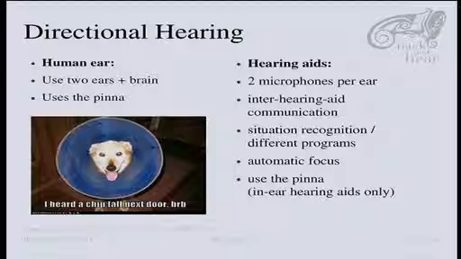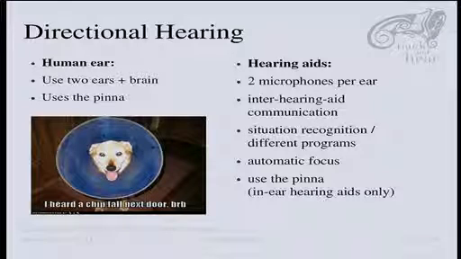First of all, directional hearing is impaired when you have a hearing impairment. The human ear uses two ears and the brain to locate the sound, and we use the pinna, which is the outer part of the ear, Ohrmuschel in German. If you have behind-ear hearing aids, most of the microphones and everything else is behind the ear, so you cannot use the pinna. You have to simulate that in a different way.